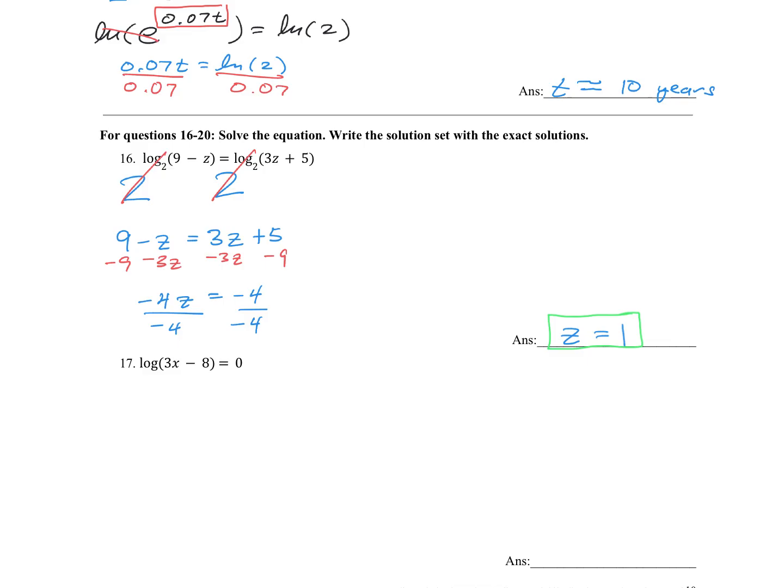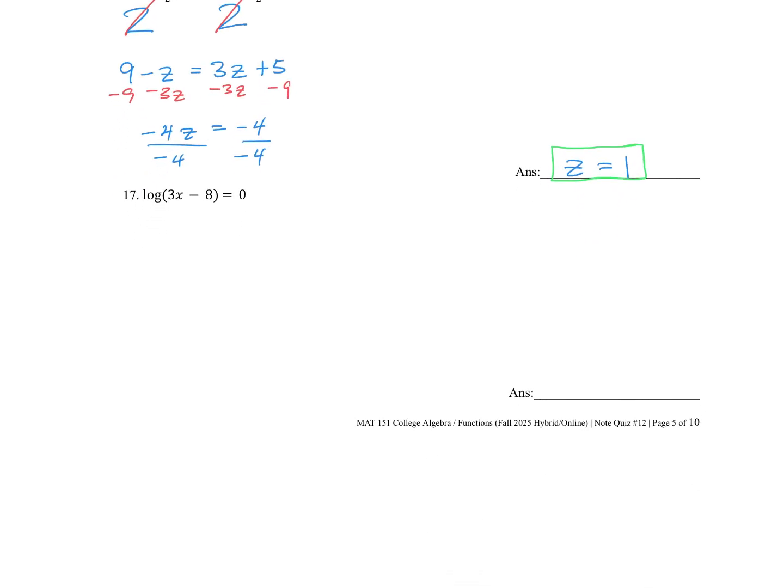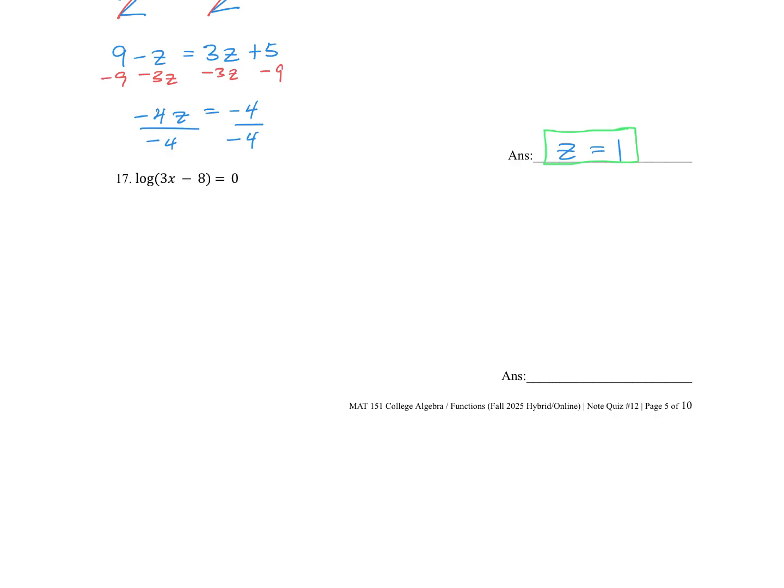9 minus 1 is 8. Log base 2 of 8 is 3. 3 times 1 plus 5 is 8, and log base 2 of 8 is 3. So you get 3 equals 3 when you make the comparison. Now let's move down here. When you see a log all by itself again, that is a common logarithm. There is nothing wrong with putting a little tiny invisible 10 there on the logarithm as a reminder. So again, this is called a common logarithm.